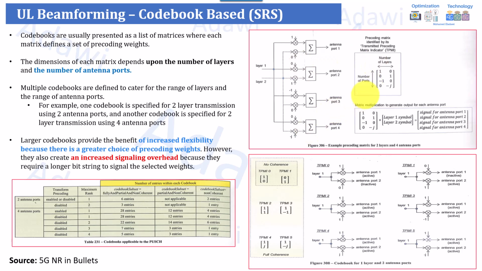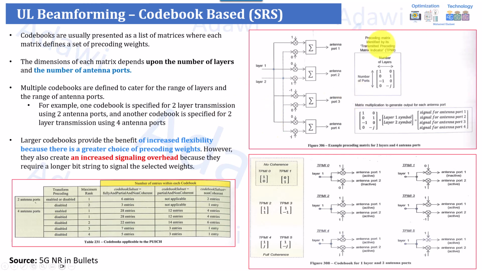depending on the vendor implementation. So the more ports and the more layers supported by the users and configured by the gNB, this can increase the number of pre-coding matrices which can be used by the gNB to select the best beam for the uplink transmission. So as you can see here, the more layers, the more ports, the larger the codebook, and this increases the benefits of flexibility. Increased flexibility because the gNB will have more pre-coding matrices to select from, so it can find the best pre-coding matrix to maximize the signal to noise ratio for the PUSCH.